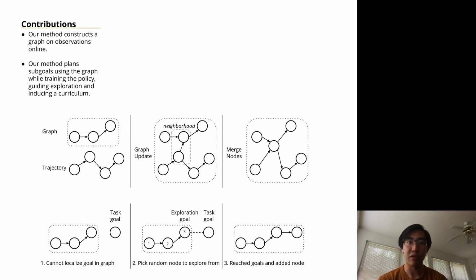So given an incoming trajectory, we perform a graph update by associating states in the trajectory with nodes in the graph and merging nodes that are within some neighborhood of each other. On the bottom, we give an example of planning for exploration.